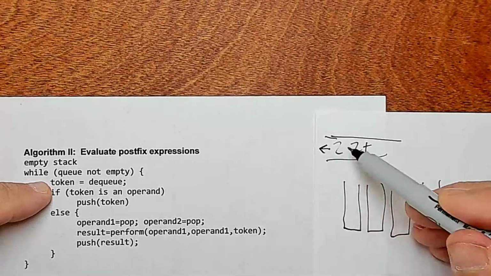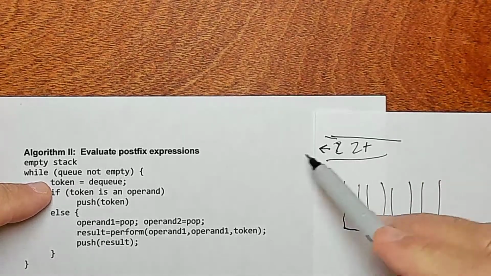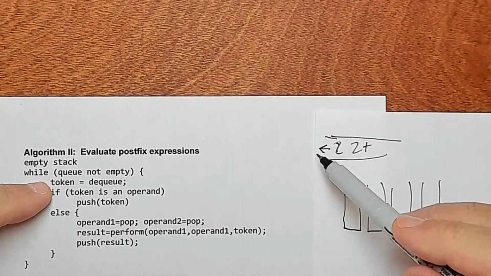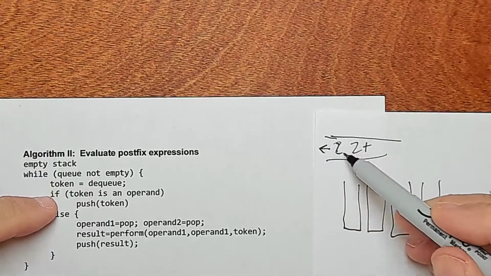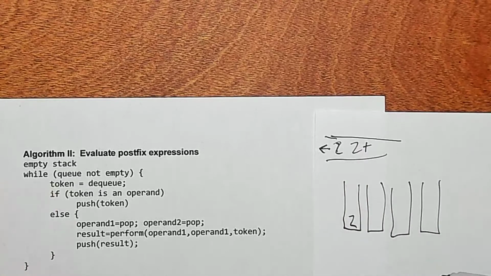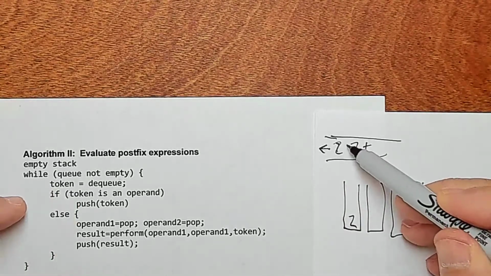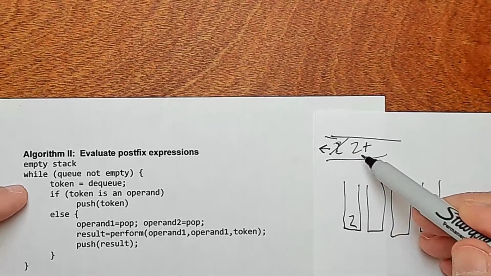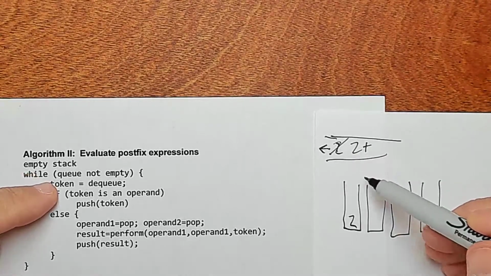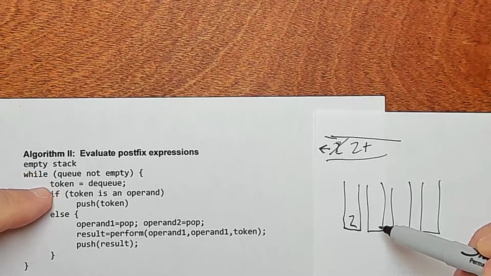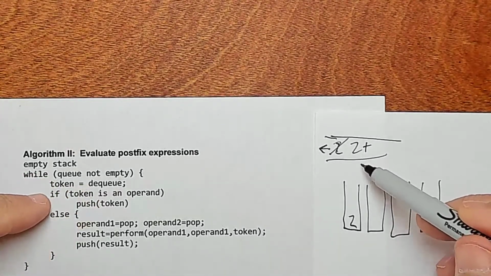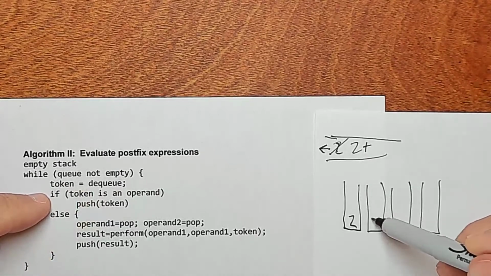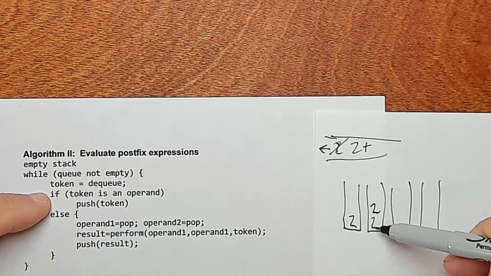So I've got an empty stack, and then while the Q is not empty, I DQ a token. So I'm going to take off the 2, because the DQ comes off of the left side here. And if it's an operand, it is, so I push it. There you go. Now I DQ the next 2 into a token, and that token is an operand, so I push it. So the stack looks like this now.